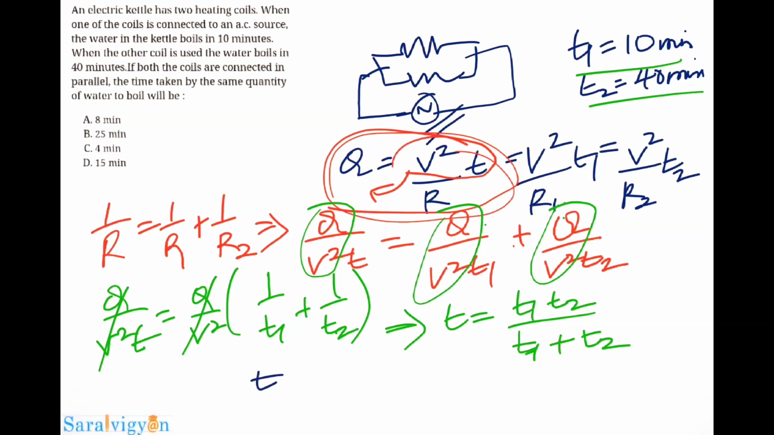So we have T is equal to T1 is 10 and T2 is 40. So 10 into 40, which is 400, by 10 plus 40, which is 50. That is very easily seen to be 8. The answer is 8 minutes. So our option A is the answer.